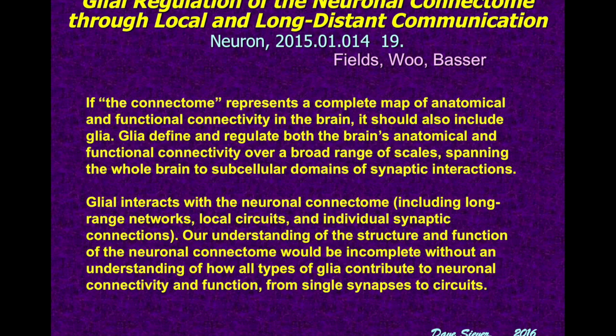Glia are important. They're intermingled all over with neurons, and with all the neuronal axons so they can myelinate them and so on, which we'll talk about a little more later. So glia interact with the neuronal connectome, including long-range networks, local circuits, and individual synaptic connections. Our understanding of the structure and function of the neuronal connectome would be incomplete without an understanding of how all types of glia contribute to neuronal connectivity and function, from single synapses to long-range circuits.